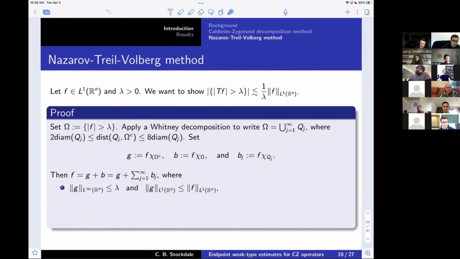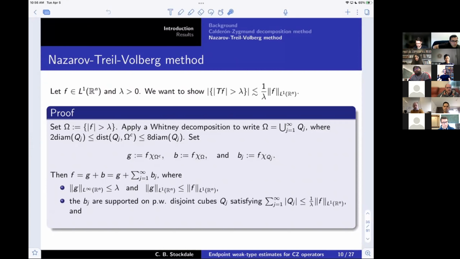So with this decomposition, you can still split up F into G plus B. G is still going to be bounded in L infinity by lambda and controlled in L1 by F just because it's a restriction. The Bj's are still going to be supported on pairwise disjoint cubes such that the total measure is less than or equal to 1 over lambda times the L1 norm of F, because we can apply Chebyshev's inequality to the measure of this set up here. That's exactly what we would get.